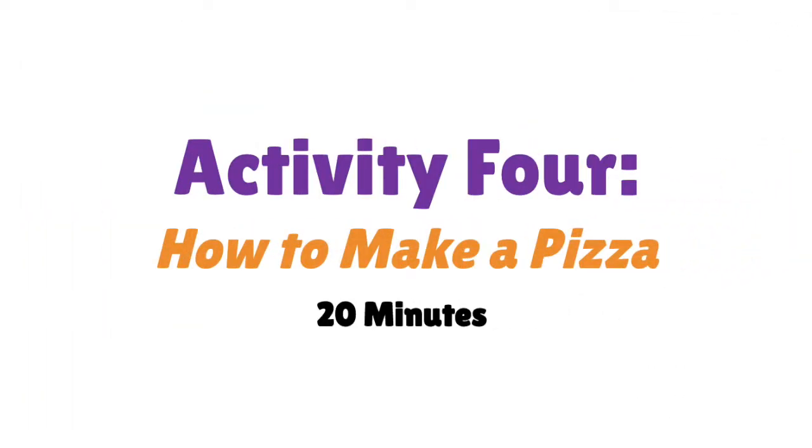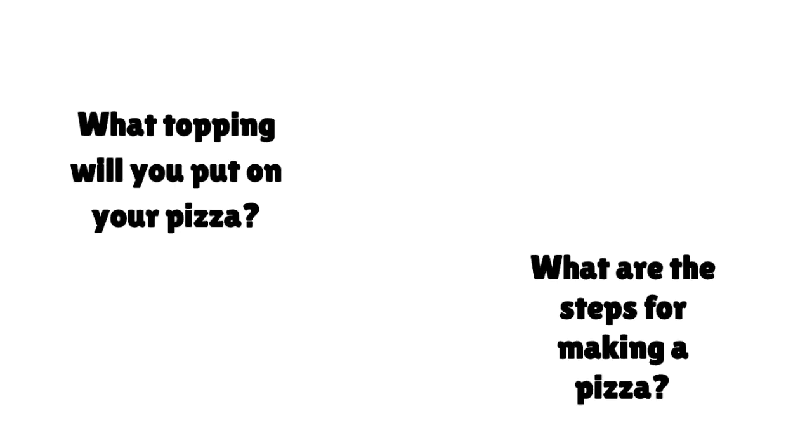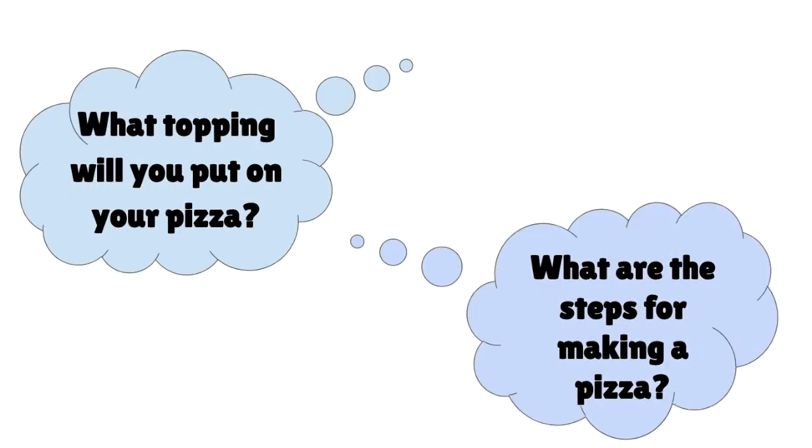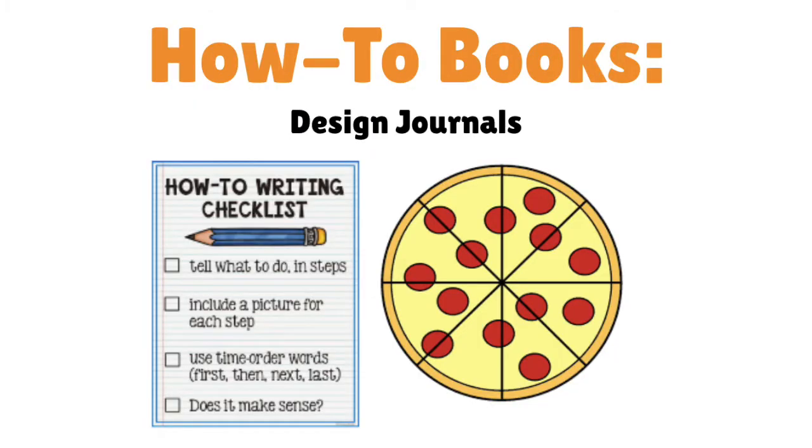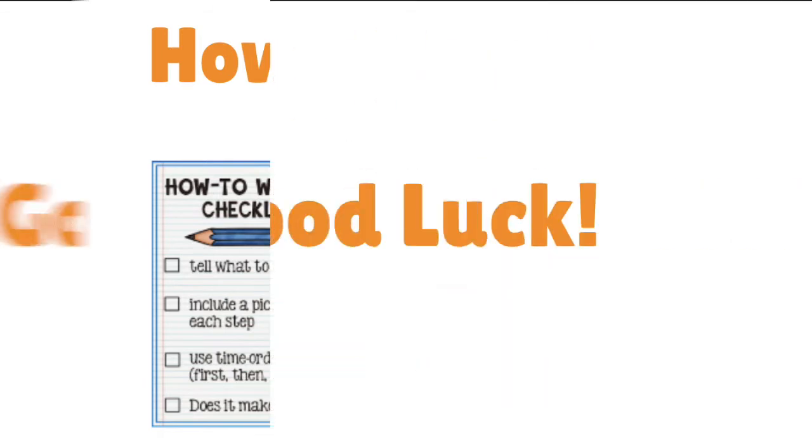In Activity 4, How to Make a Pizza, ask students to use pictures, words, or both to make step-by-step instructions on how to make a pizza. We use the how-to as a fun chance for students to work on writing and sequencing.